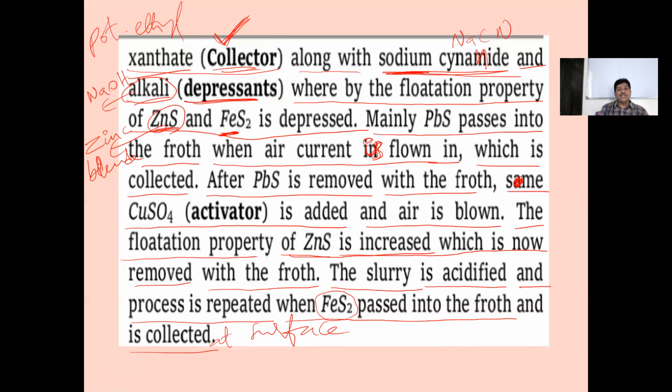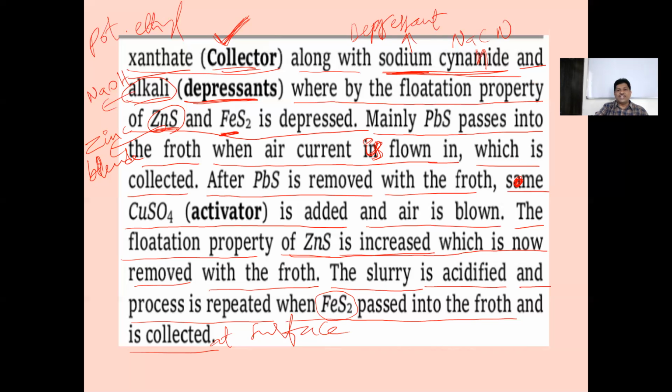Next, what is used to depress ZnS and FeS2 at the bottom? We use sodium cyanide and alkali NaOH. These are used to depress at the bottom. They are called depressants. The sodium cyanide is called a depressant. So depressant means what?